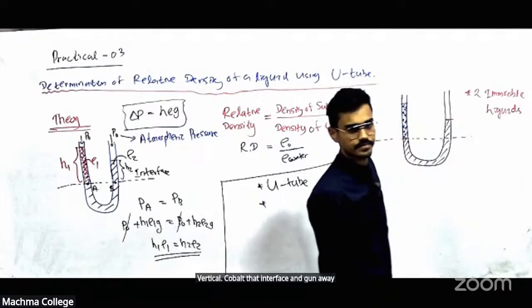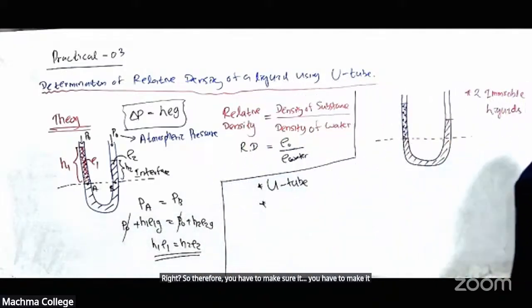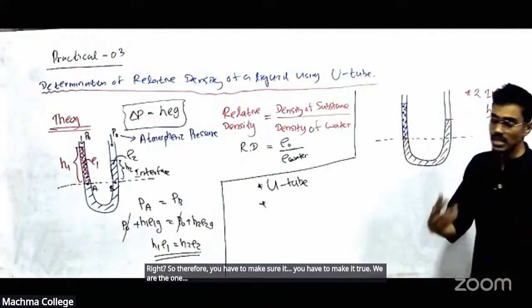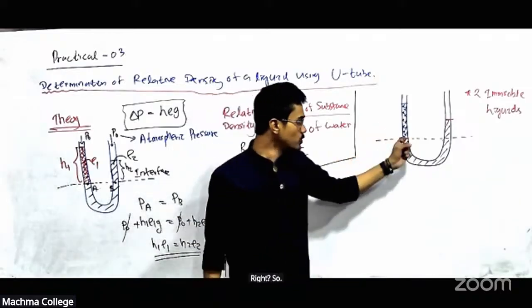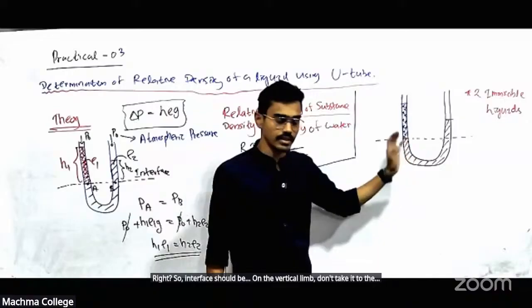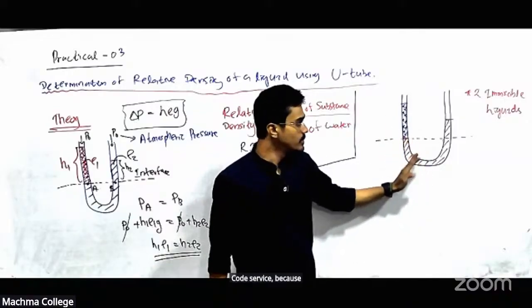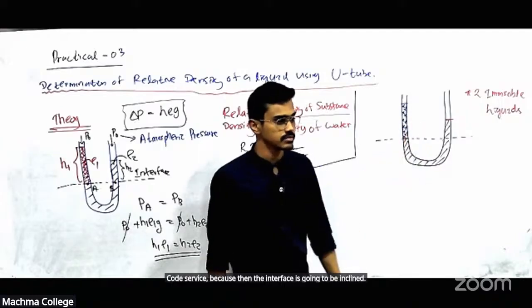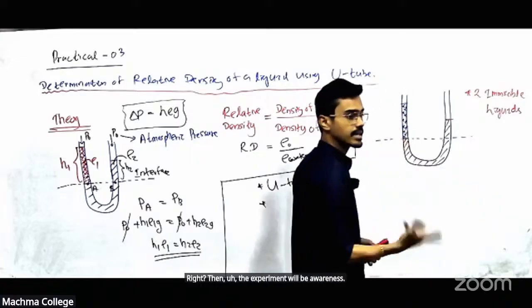Right? So you have to make sure, since you are the one doing the experiment, that the interface is on the vertical limb. Don't take it to the curved surface, because then the interface is going to be inclined. That is not horizontal, right? Then the experiment will be erroneous. There will be errors in the experiment.